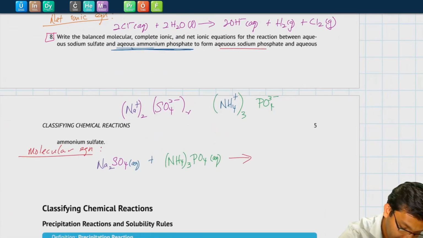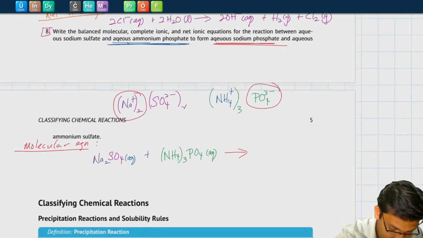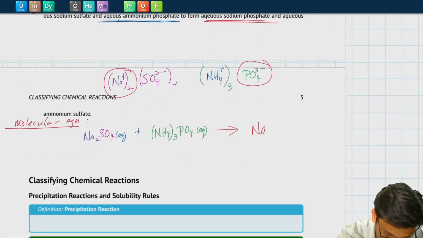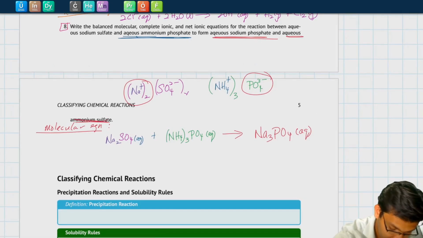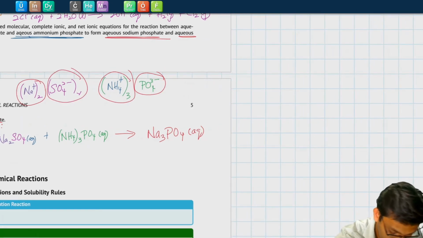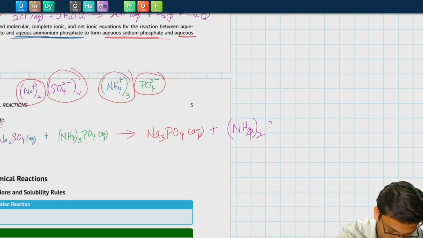It forms aqueous sodium phosphate. So sodium has a charge of +1, phosphate has a charge of 3-. So to make this work, it will be sodium times 3, phosphate. And they told us it's aqueous. And then finally, aqueous ammonium sulfate. Ammonium has a charge of +1, sulfate has a charge of 2-. So we need 2 ammoniums to make the charges balance. So it's (NH4)2SO4 aqueous.